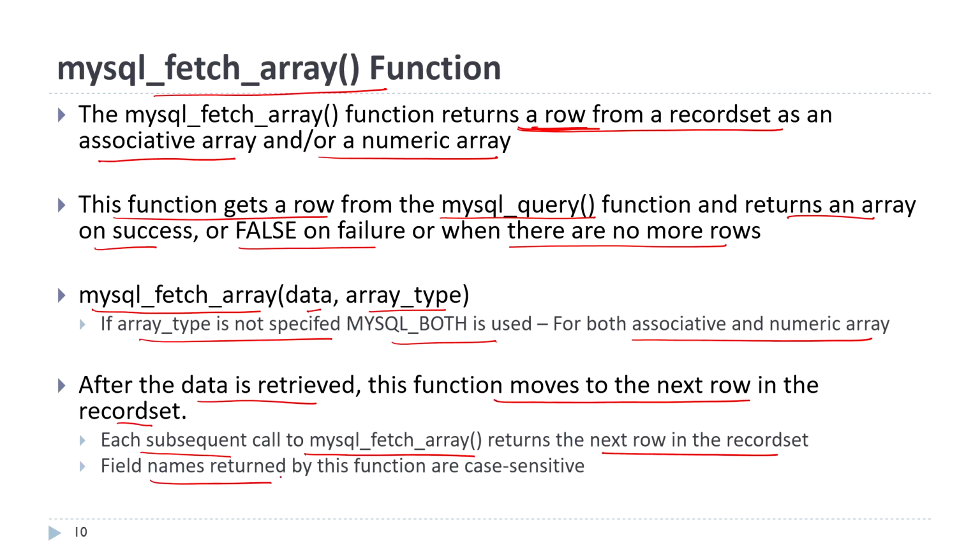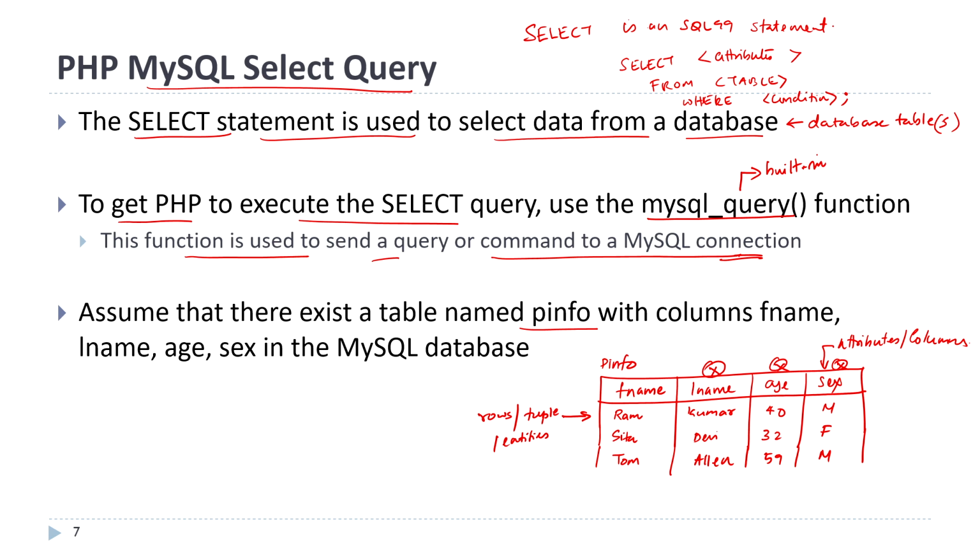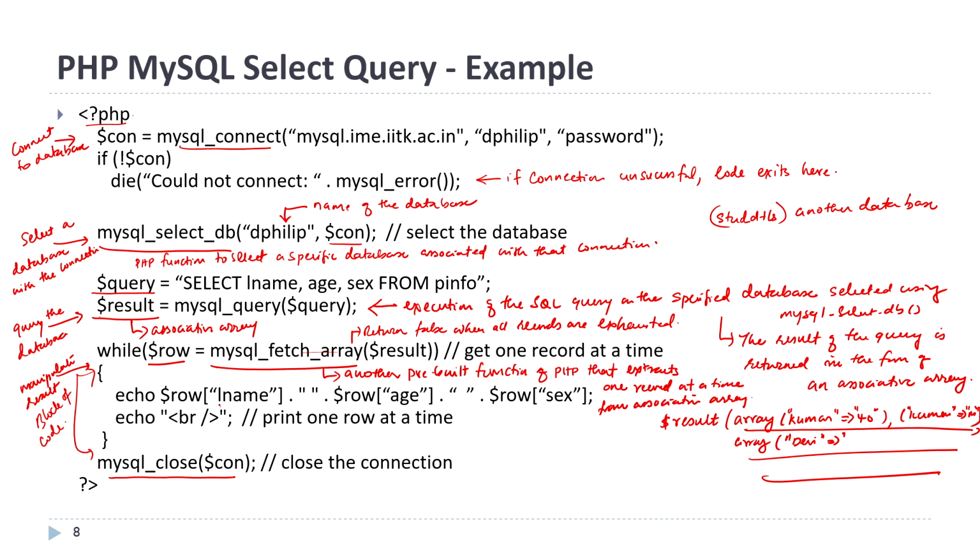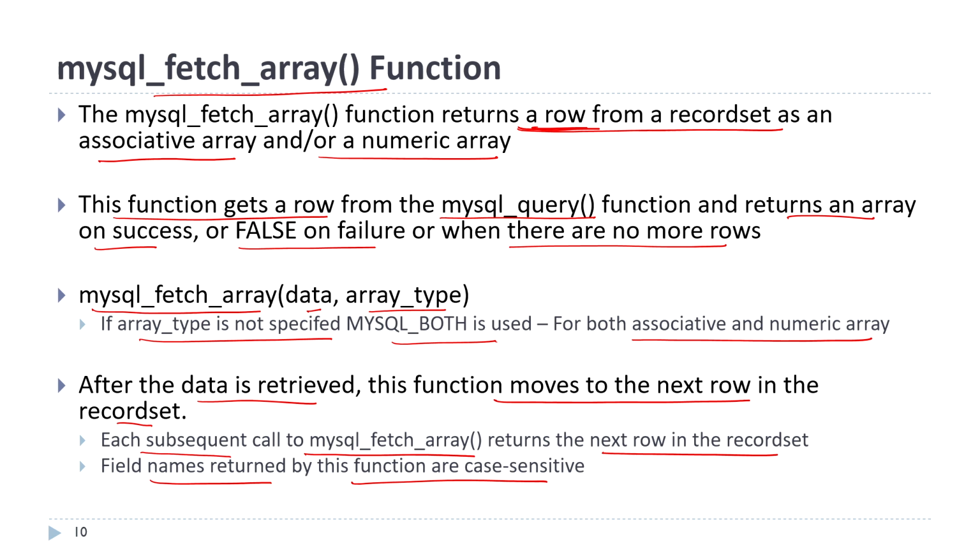And the field names returned by this function are case sensitive. For example, if I use lname like this as the attribute, and if I type it differently, with different case, I will get an error. So, whatever the attribute name or the column name in the table is, use exactly that here. This should exactly match the column names. That is critical, because they are case sensitive.